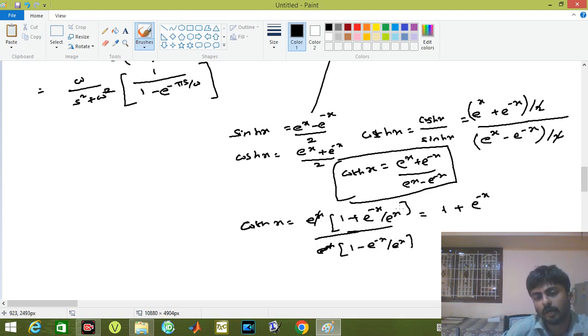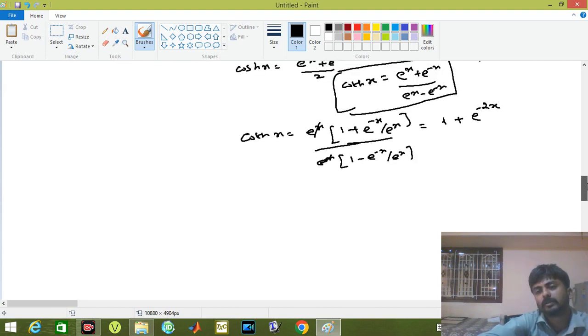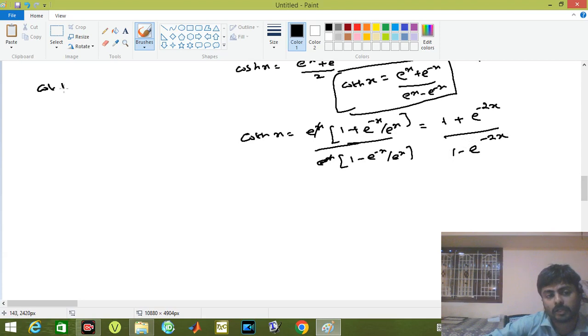This will go up in the numerator, it will become e power of minus 2x, divided by 1 minus e power of minus 2x. So this is your coth x. Okay, so I am writing here coth x equal to 1 plus e power of minus 2x by 1 minus e power of minus 2x.